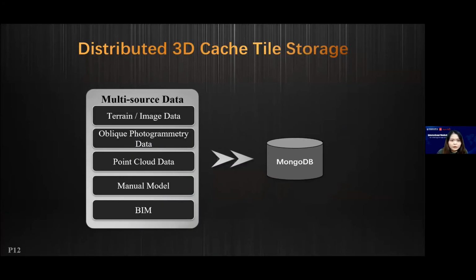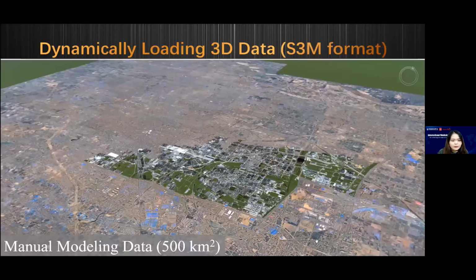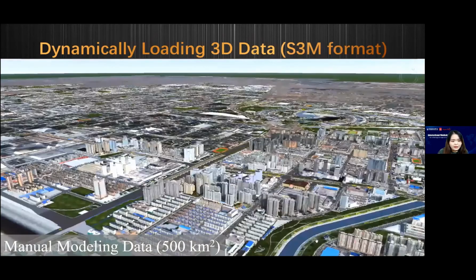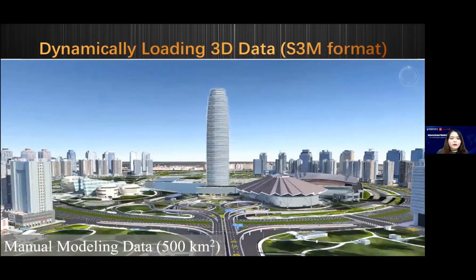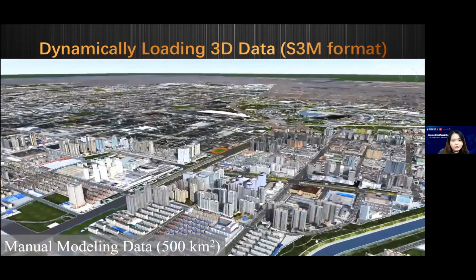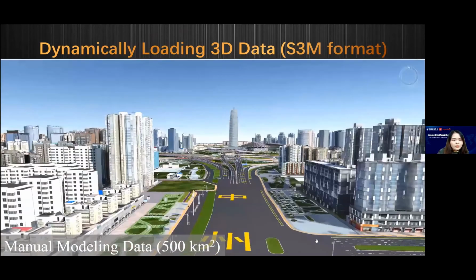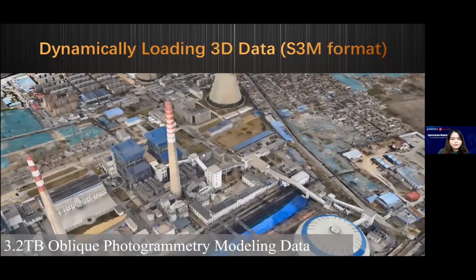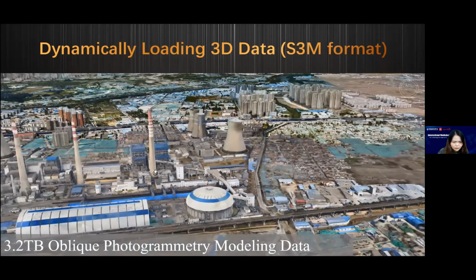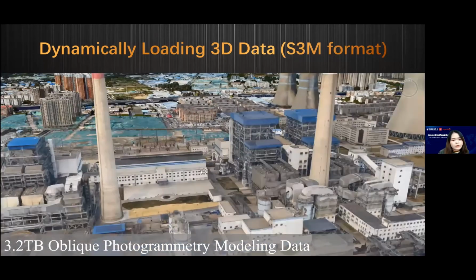And distributed technology also helps us solve the 3D data rendering problems. By importing those multi-source 3D data into MongoDB, we could render and visualize 3D data very quickly. Here is an example of 500 square kilometers of manual modeling data. It reaches a second's response time to render and visualize it. In this case, it's 3.2 terabytes of oblique photogrammetry modeling data. The rendering and visualization efficiency is also very fast.